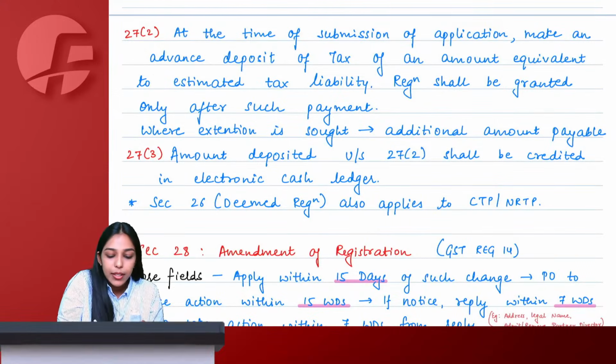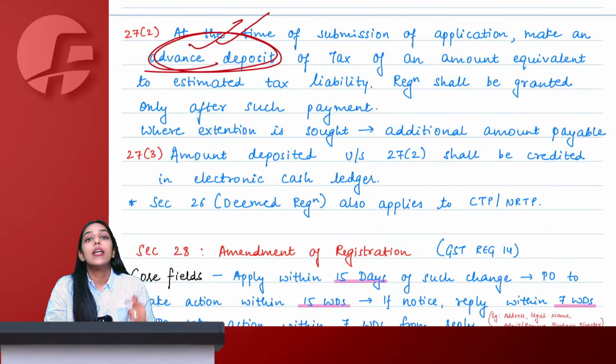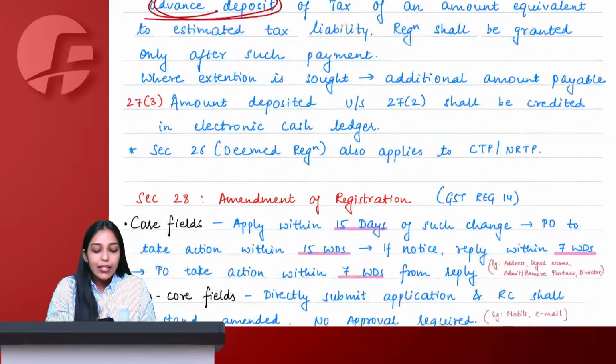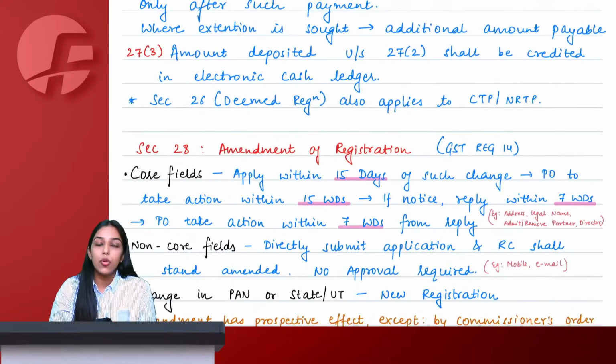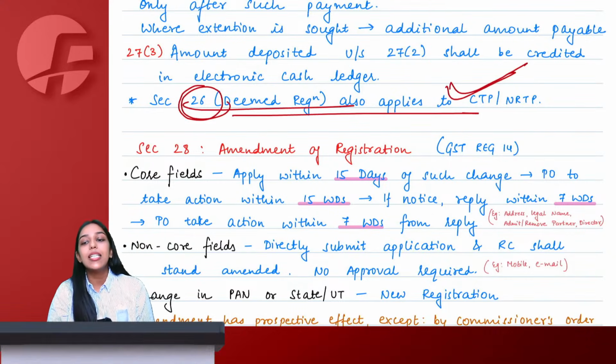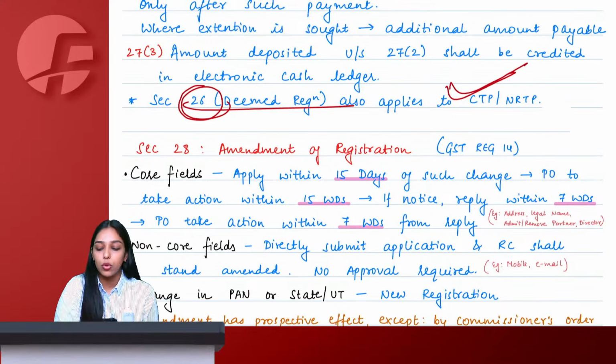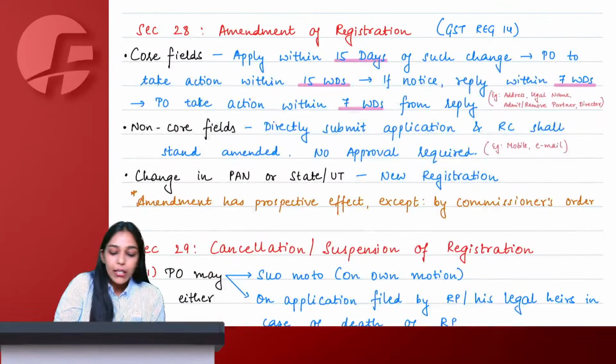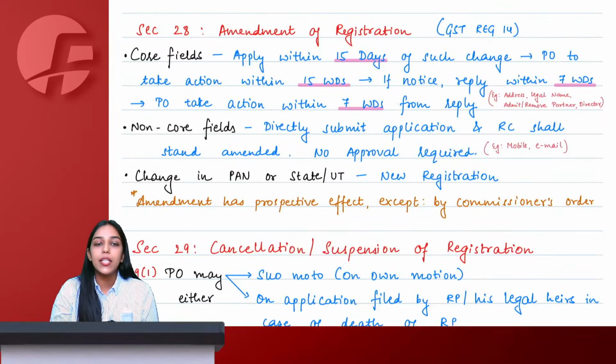At the time of making application, you will have to make the entire amount deposited in advance only, and deemed registration is applicable here also, which means for CTP and NRTP also, they have to make application only in the SGST Act, and they are deemed registered in all the other acts. So the deemed registration section applies as it is to CTP and NRTP people also. Got it, ma'am. Then moving on to sections 28, 29, 30, which are amendment, cancellation and revocation of cancellation.